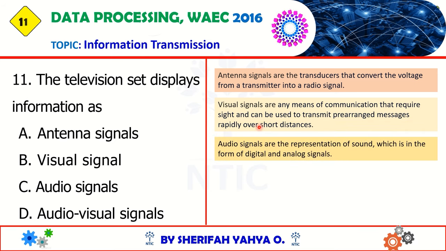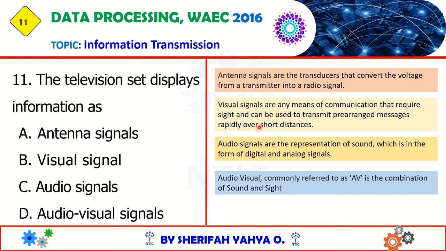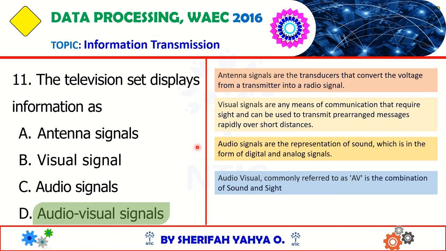Audio signal, that means you can hear the sound. Whatever they are presenting from the TV, you'll be able to hear them. And audiovisual, that is the combination of the two. You can see the casters, and you can equally hear what the casters are saying, the news being cast. So therefore, our answer is D, audiovisual signals.